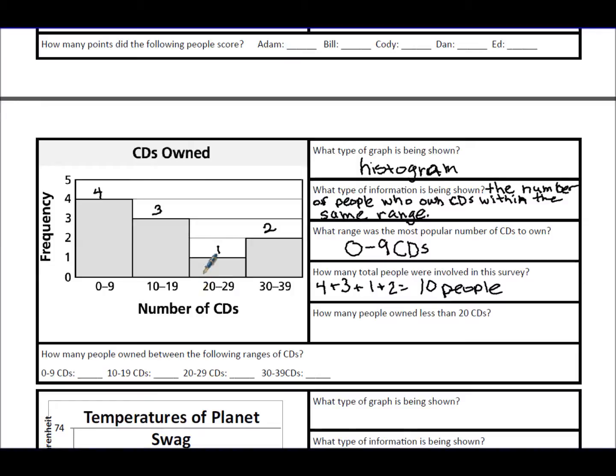How many people own less than 20 CDs? So we see that 20 to 29 is in this bar, so 0 to 19 would be less than 20, so we're going to combine those two bars, and we see that 4 plus 3 gives me 7 people that own less than 20 CDs.